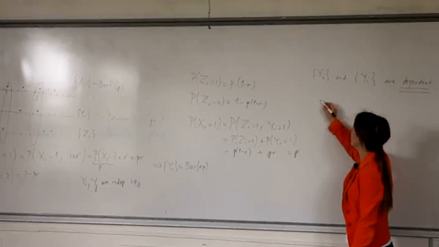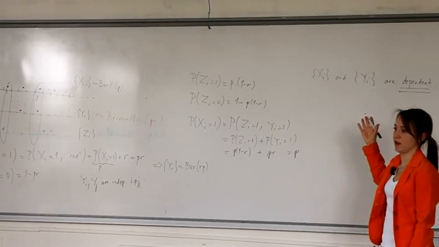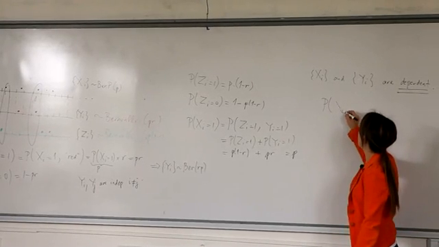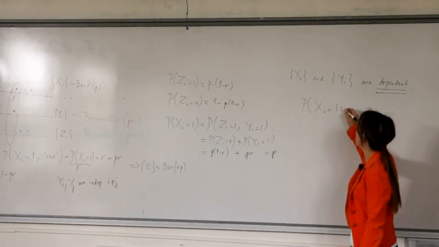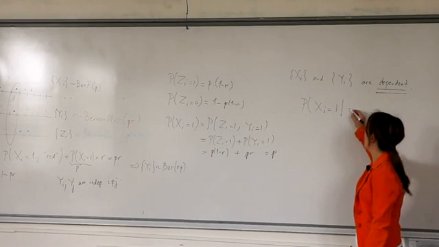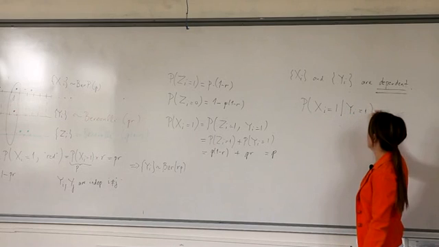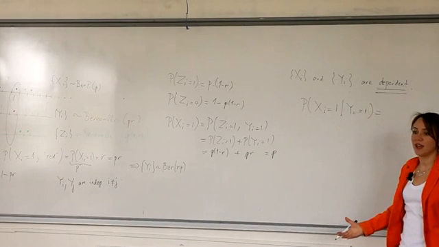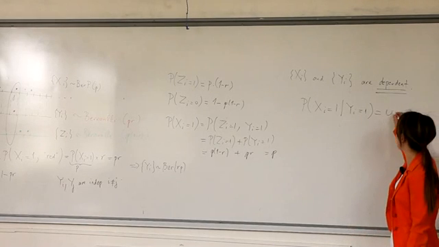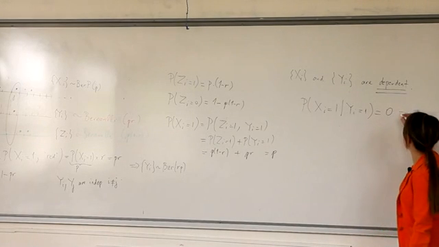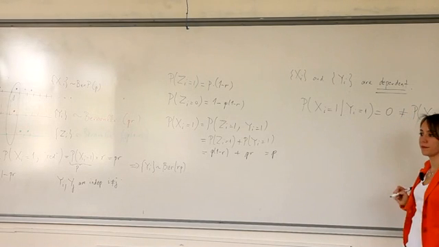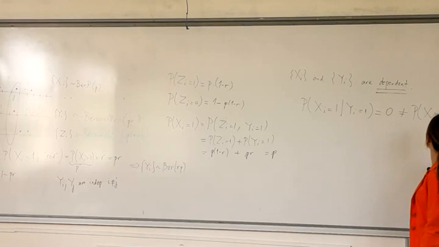Example, just one example will be enough, right? The probability that x sub i is equal to 1 given y sub i is 1 is what? If y sub i is 1, x sub i has to be 0. So this is 0, which is different than the unconditional probability that x sub i is 1, which is p times r.